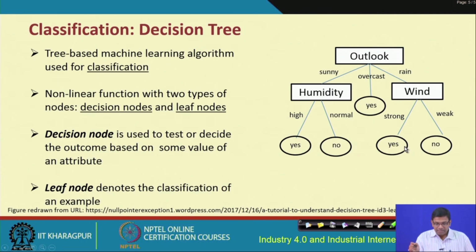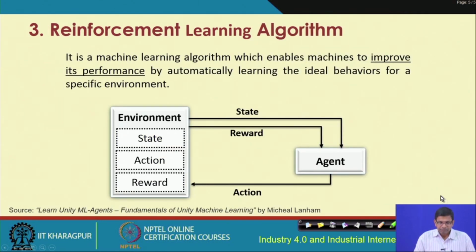A decision node will be used to test or decide the outcome based on some value of an attribute, whereas the leaf nodes denote the classification of an example. So, this is how the decision tree looks. Decision tree is also a very popular supervised learning technique.